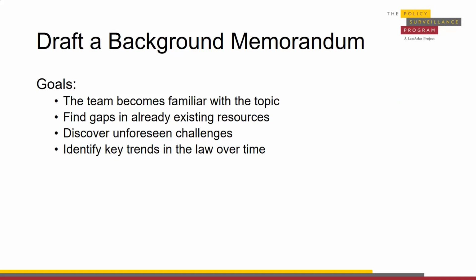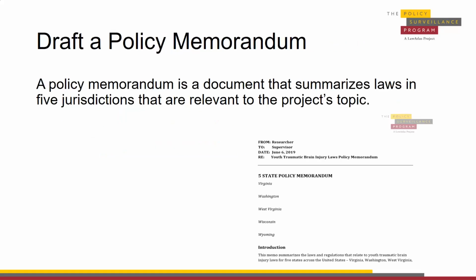And so, for example, in the case of youth traumatic brain injury, we'll find out at the end of this process that youth TBI is regulated at the state level and that preemption is not an issue with this project. So from there, once we've written these background memos, we've read them, reviewed them, and discussed them amongst the researchers, we're ready to move to the next step, writing another memo.